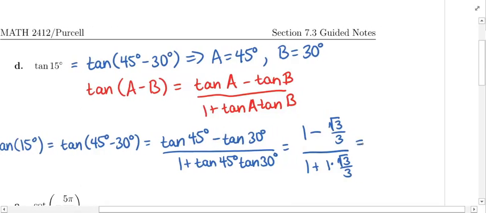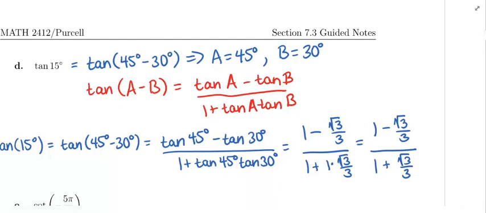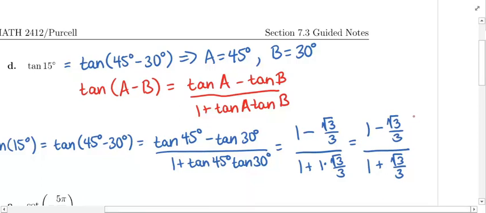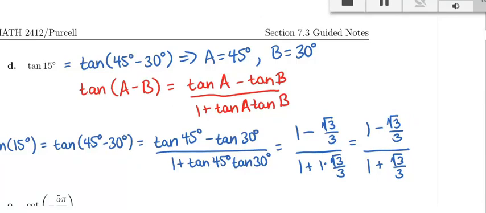Okay, we do need to simplify this. The numerator is 1 minus the square root of 3 over 3, and then the bottom is 1 plus the square root of 3 over 3. This is a complex fraction. We have a fraction within a fraction. So what we can do to eliminate that situation is get a common denominator. There's a couple of things we can do. We can get a common denominator in the top and a common denominator in the bottom. I'm going to continue this on the next page because I'm out of room.